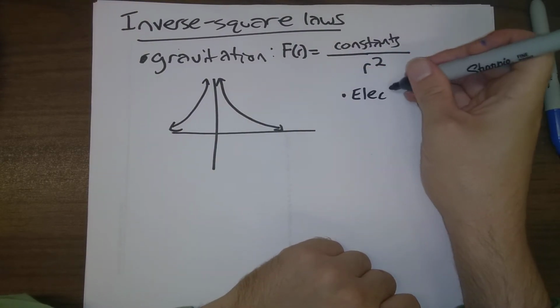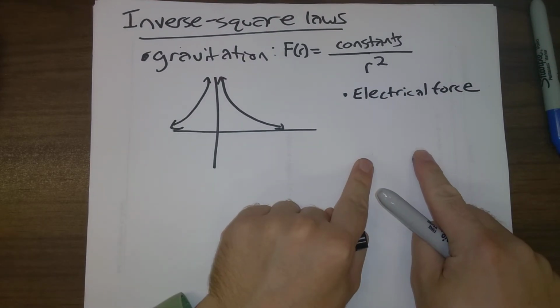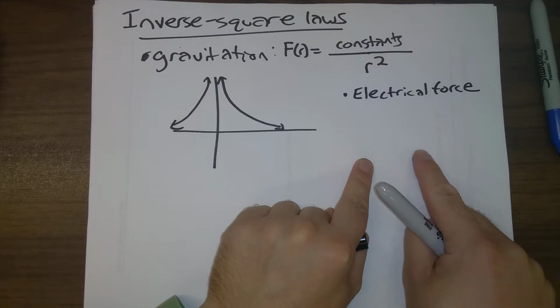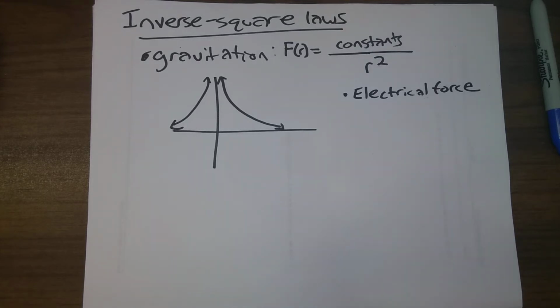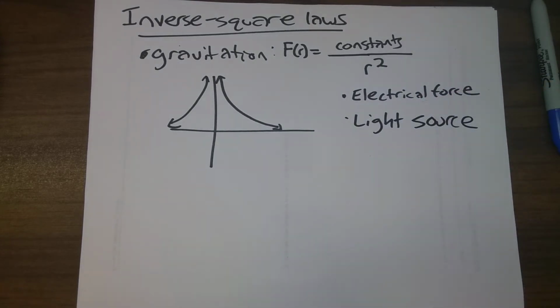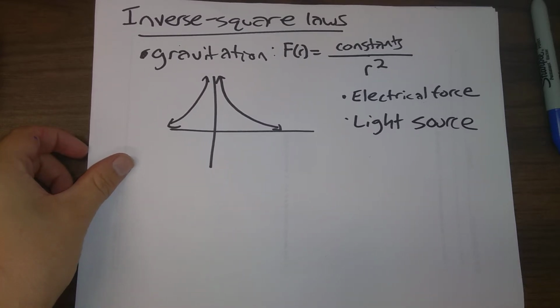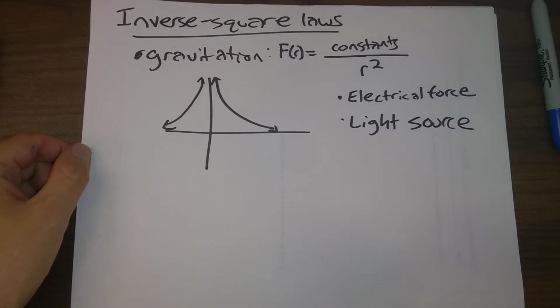Electrical force: you have two electrons or two protons or something like that, two charged particles, and you put them really, really close together. Again, you're going to have this kind of inverse square law with an infinite discontinuity. The book discusses the intensity of a light source. So it should be known that this is something that certainly could happen. This is just a model for what happens here.